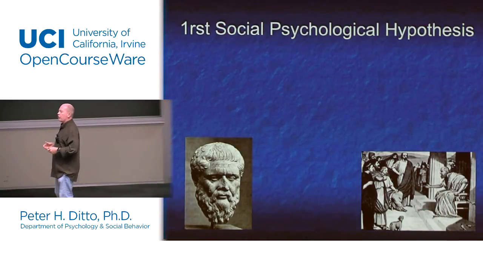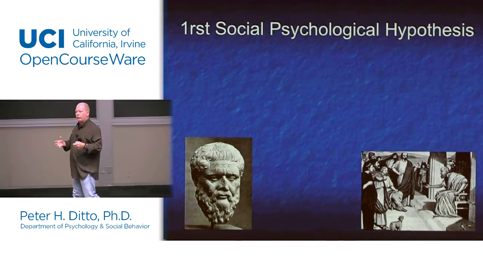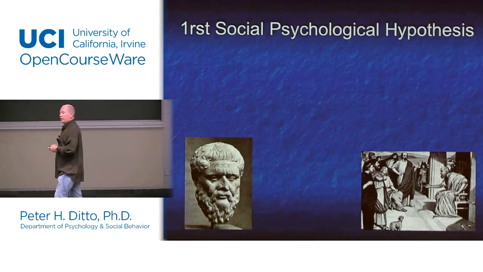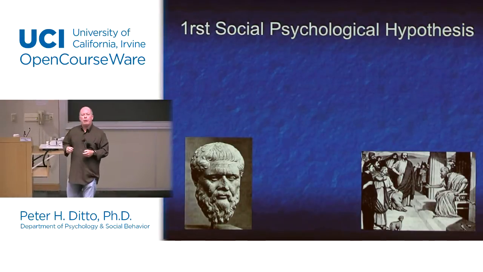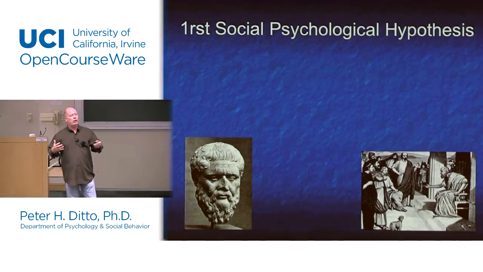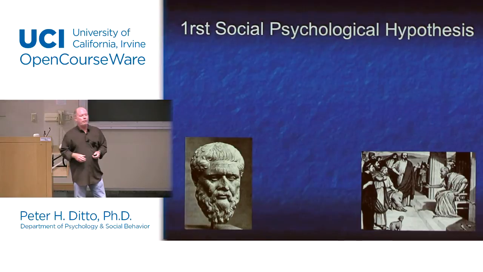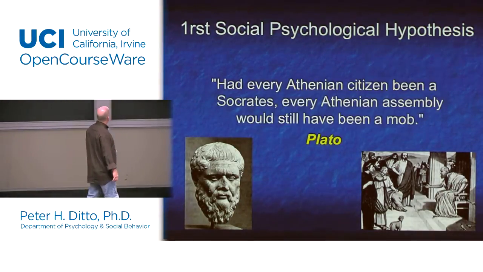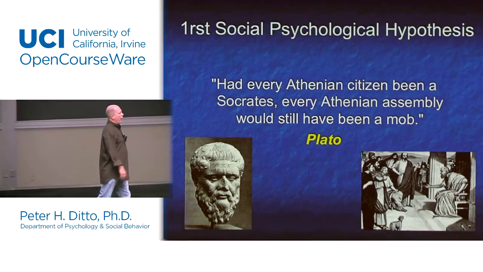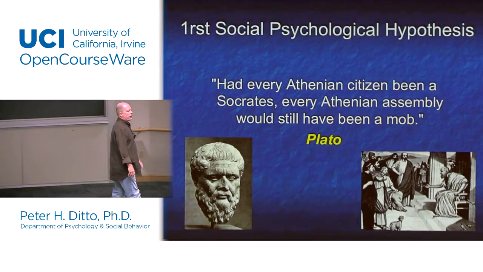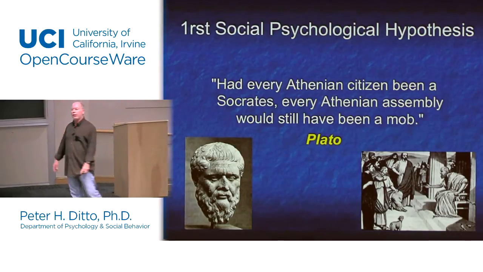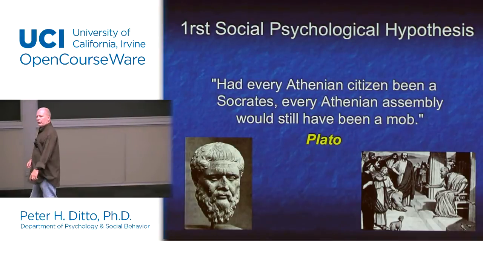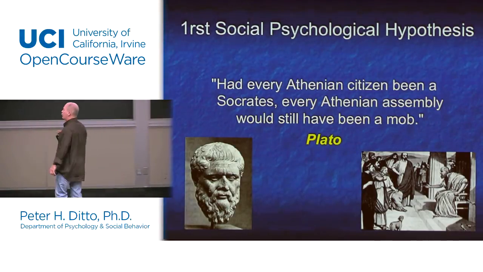This idea really originated... social psychology as a discipline is actually very new, about a century old or so. But people have been musing about human behavior since the dawn of time, and the first social psychological hypothesis is often credited to Plato, who said that had every Athenian citizen been a Socrates, every Athenian assembly would still have been a mob, right? It's a really interesting statement. It's fundamentally social psychological.